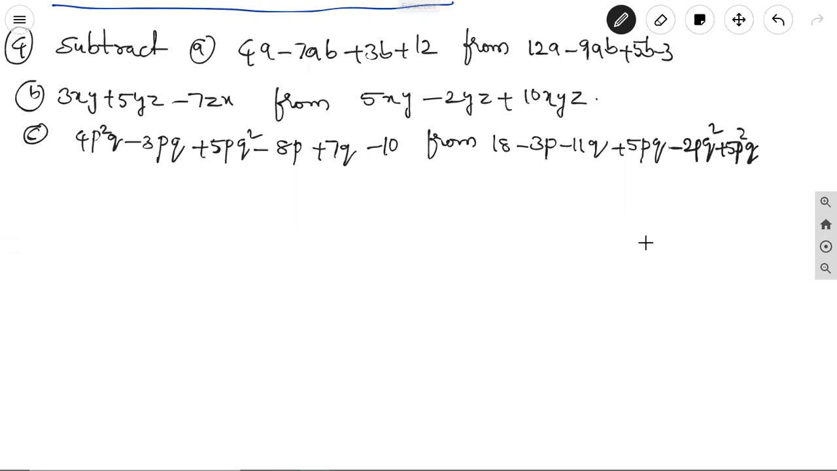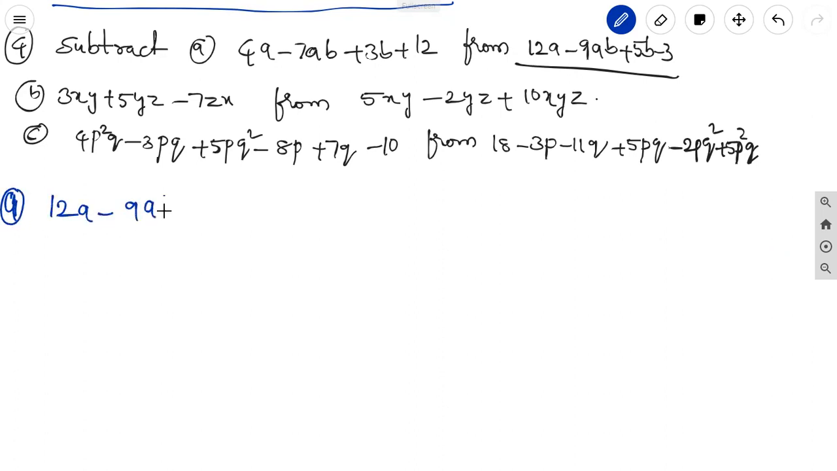It is the fourth bit in this exercise. Subtract 4a minus 7ab plus 3b plus 12 from 12a minus 9ab plus 5b minus 3. First we write the second expression, then subtract means then write the first expression. First problem, A. 12a minus 9ab plus 5b minus 3. Here 4a write below a only, 4a minus 7ab plus 3b plus 12.